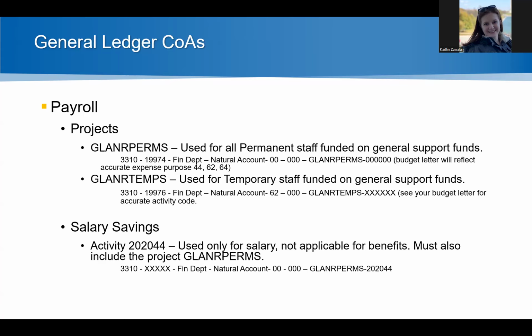All right, and the next general ledger chart of account is a salary savings account. The activity is going to be 202044. This is used only for salary and not applicable for benefits. And then it must also include the project GLANR PERMS. And then again, this is just another example of that chart string, 3310, depends on the fund, then your financial department, natural account, default zeros for purpose, default zeros for program, and then your GL project number, GLANR PERMS, and then that activity code, 202044.